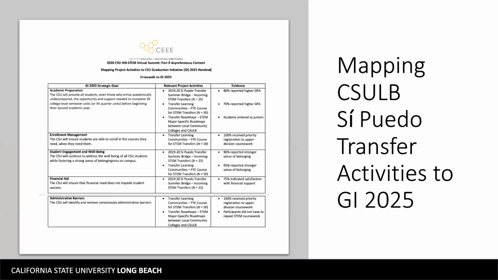Returning to the template, you'll notice that the GI 2025 goals are listed in the left column, and in the middle column, I have listed the program activities that satisfy the goal. In the evidence column, I have included the corresponding evidence for each of the program activities I listed. As a reminder, you should be using both program data and evaluation data in the evidence column.